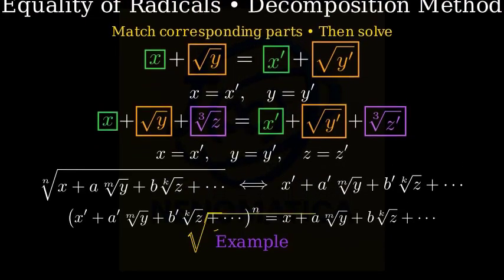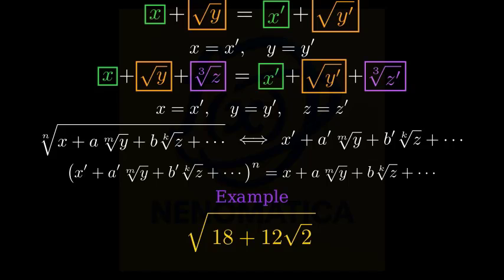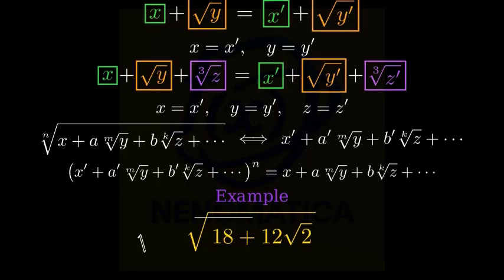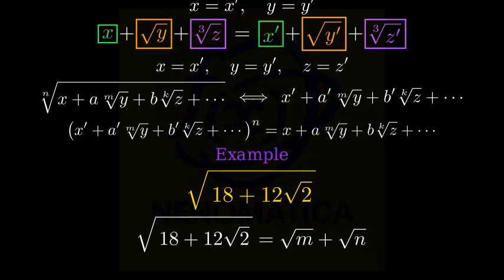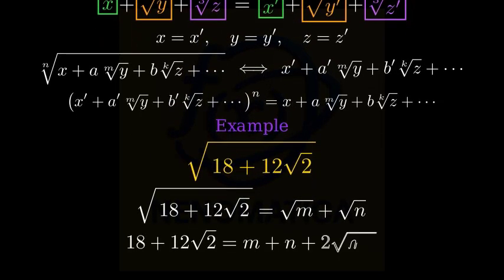Let's do a clean example together. We will simplify the square root of 18 plus 12 times the square root of 2. The classic trick is to guess it equals the sum of two simple square roots. Then we square and match parts. Now square both sides. On the left, we simply get 18 plus 12 root 2. On the right, we get m plus n plus 2 times the square root of mn.